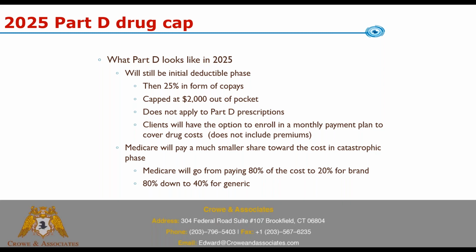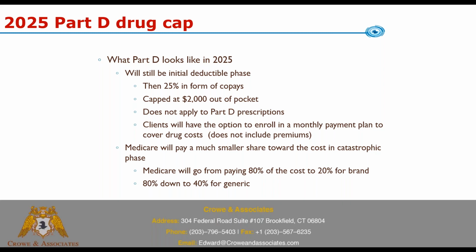So in 2025, let's say they have a plan with a deductible, they'll all probably have it at that point. Even the expensive ones will all have a deductible. I don't know how much that'll be. They'll pay their copays, and then when they hit $2,000, they're done.